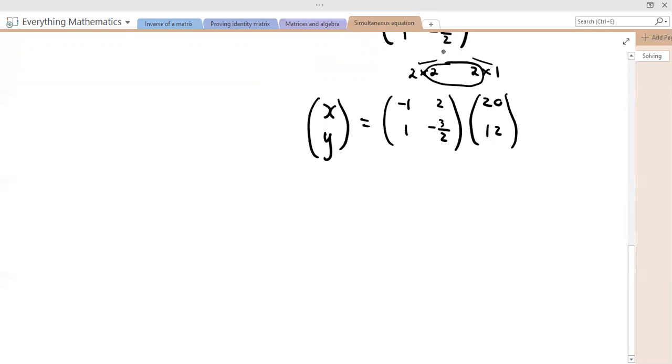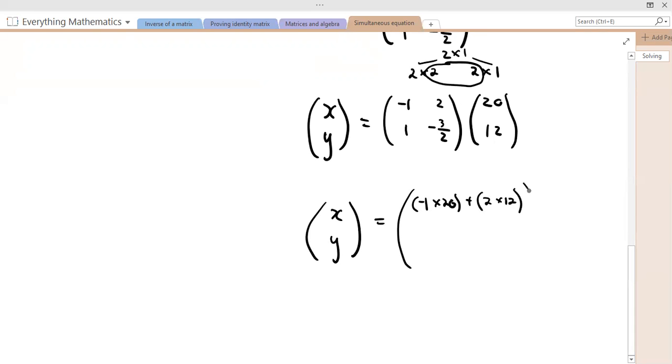Your resultant matrix will be a 2 by 1, which is a matrix that looks like this. Good? So once that's out of the way, we have x and y is equal, and I'm just multiplying these two matrices here. Let me see if I could do this right here. At the top, we will have -1 times 20 plus 2 times 12. Oh, well, that one will work out easy.